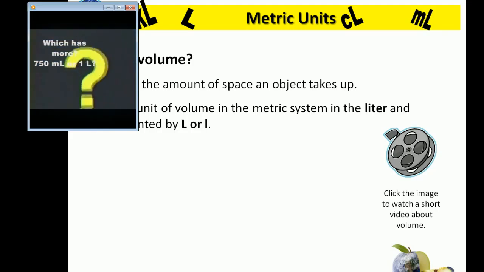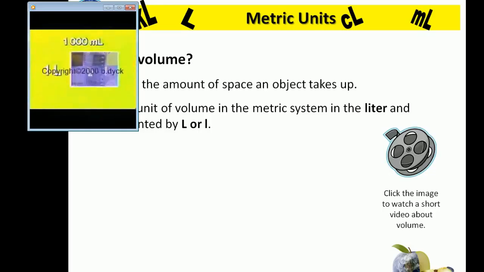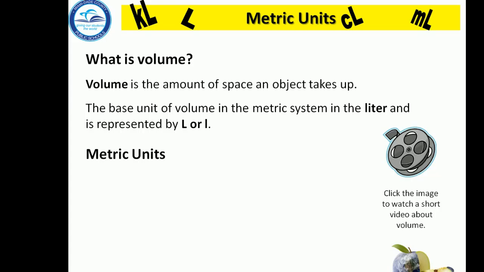Which has more, 750 milliliters or 1 liter? You're absolutely right. There are exactly 1,000 milliliters in 1 liter. So liters are liquid measures, or measures of volume. Okay, so 1 liter is going to equal 1,000 milliliters.